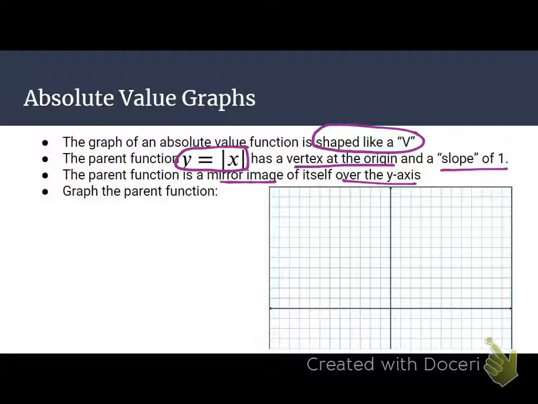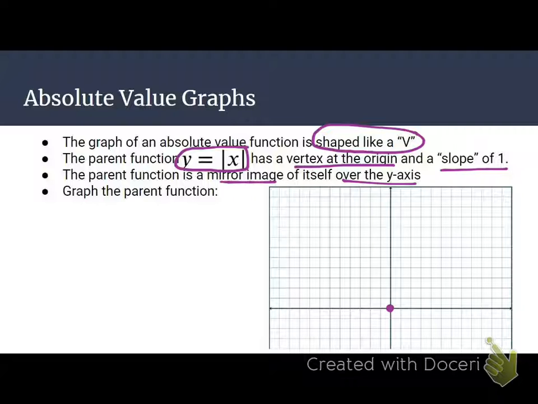So for these, our vertex is always going to be where we start. If our vertex is at the origin, where does that point go? What coordinates? 0, 0. So we put a point at 0, 0 for the parent function. This is the point that's going to be getting moved when we do our translations.